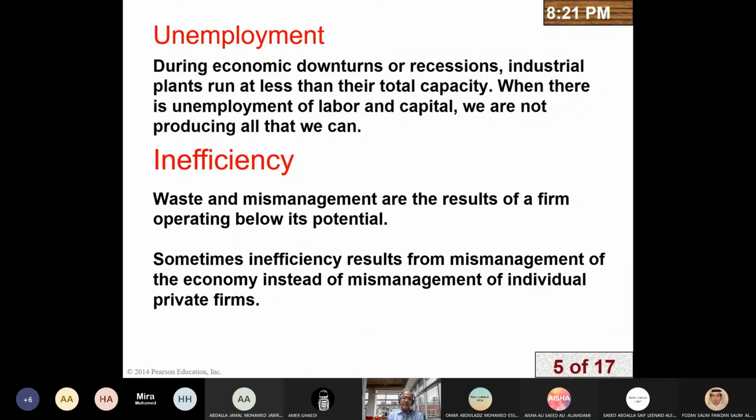So Umar Abdul Aziz has a Pepsi Cola factory. He can produce 1,000 cans of Pepsi Cola per day. But because of his poor management of the plant or the factory, he produces less than 1,000 cans. Go ahead, Saeed. Sometimes inefficiency results from mismanagement of the economy instead of mismanagement of individual private firms. Okay, hopefully you understand this.